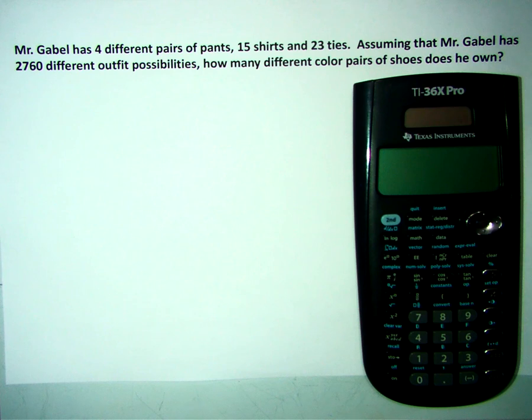Mr. Gable has 4 different pairs of pants, 15 shirts, and 23 ties. Assuming that Mr. Gable has 2,760 different outfit possibilities, how many different color pairs of shoes does he own?